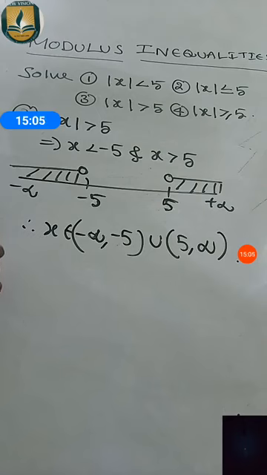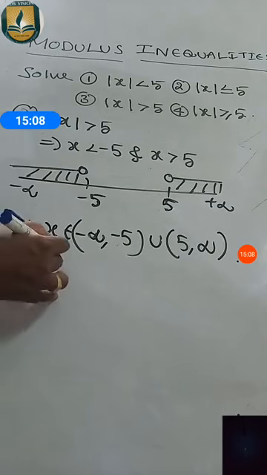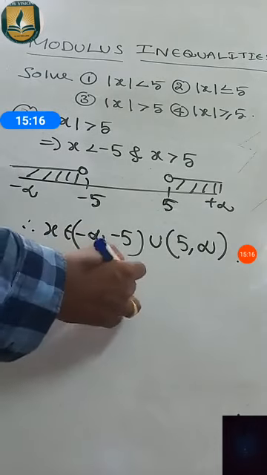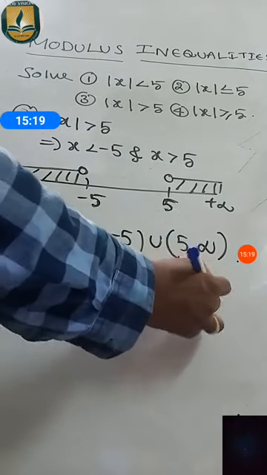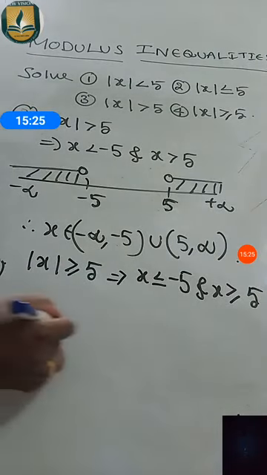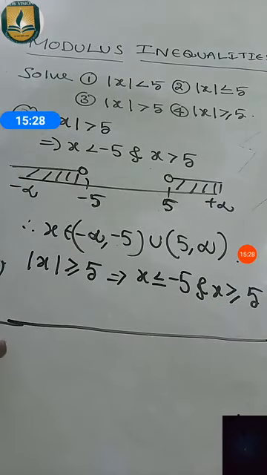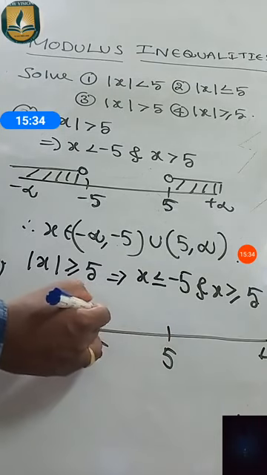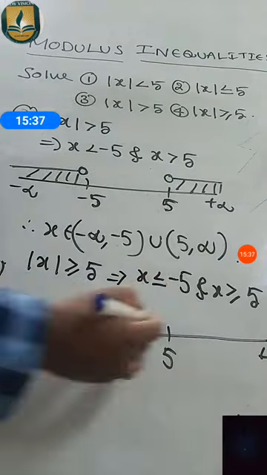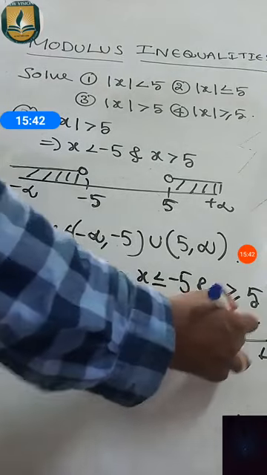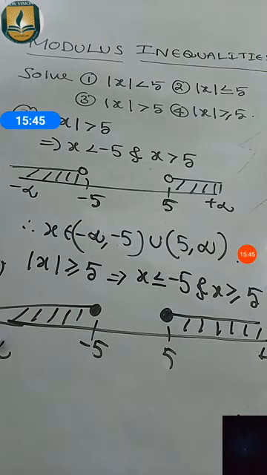Now the fourth one, you can understand easily. Modulus of x is greater than or equal to 5 means we are going to include 5. Therefore, x is less than or equal to minus 5 and x is greater than or equal to plus 5. Now we represent this on the real number line: this is minus 5 and this is plus 5. Here this circle is shaded, and here this circle is shaded, and this total portion is shaded.